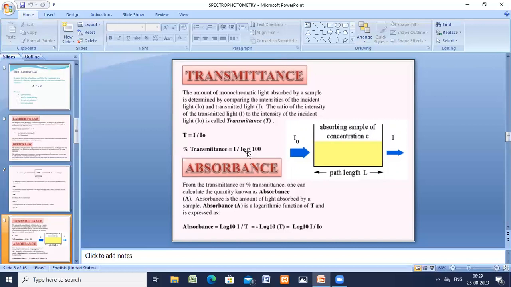So transmitted light by incident light is transmittance. Percent transmittance is I by I0 into 100. Next, absorbance. From the transmittance or percent transmittance, we can calculate the quantity as absorbance. So absorbance is the amount of light absorbed by the sample.